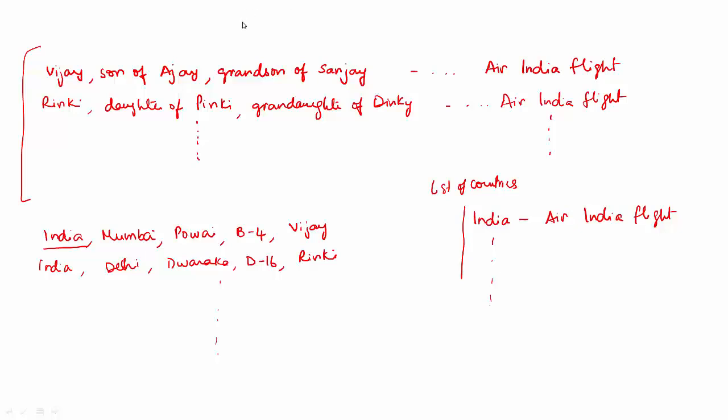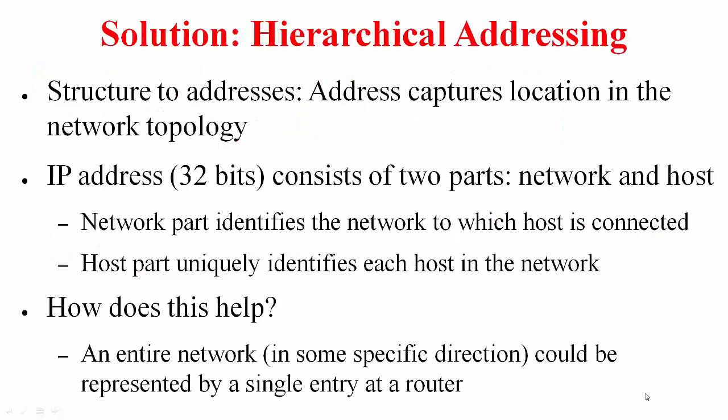So MAC addressing is like this, and IP addressing tries to copy this. We'll see how it does. To handle scalability, IP addresses have a structure to them. This falls under the category of hierarchical addressing, where the address captures location in the network topology. Basically, the 32 bits of the IP address consist of two parts: one is the network part and one is the host part.